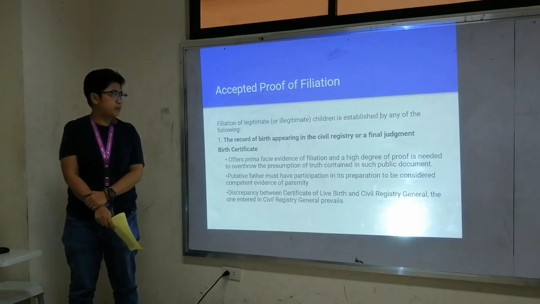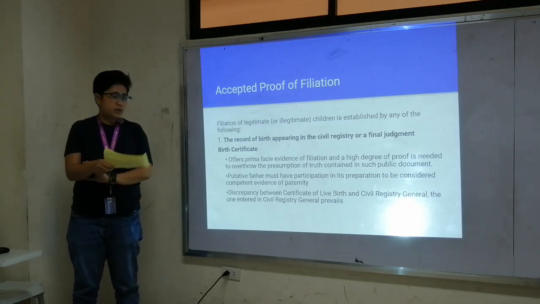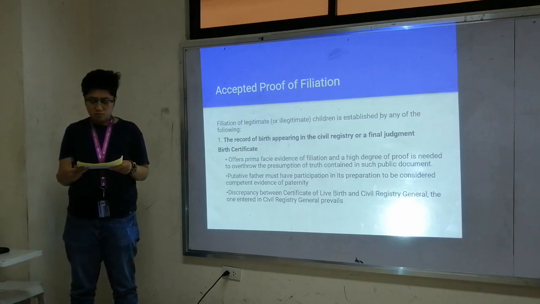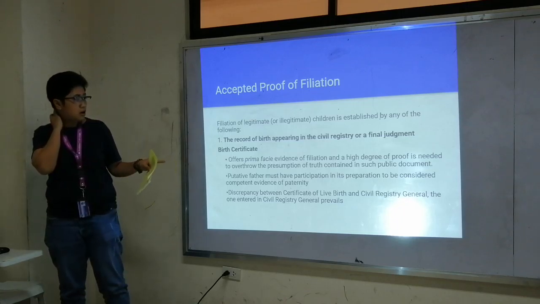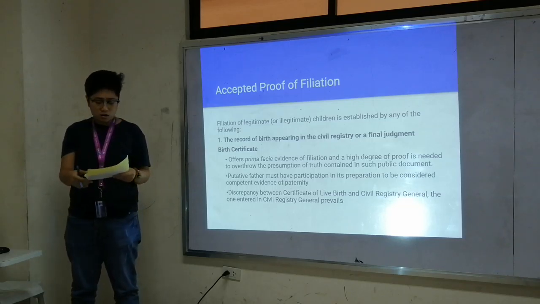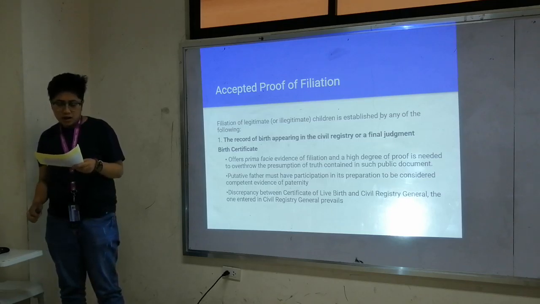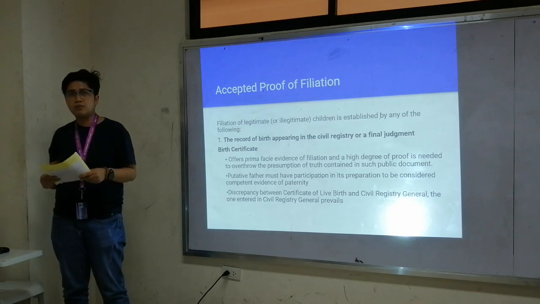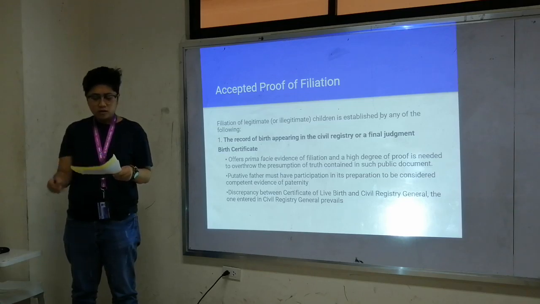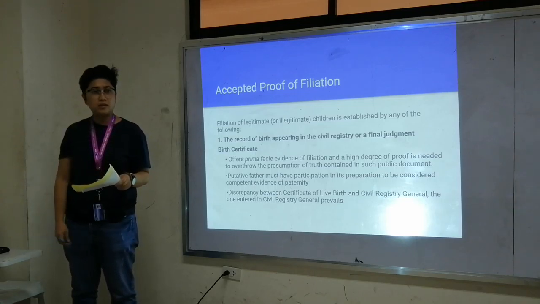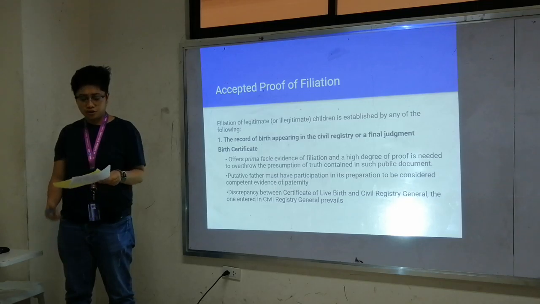First is the record of birth, appearing in the civil registry or a final judgment. The most competent proof or evidence for filiation is the birth certificate. It offers prima facie evidence of filiation, and it needs a high degree of proof to overthrow the presumption. This is pursuant to the rule that entries in official records are made in performance of his duty by the public officer.